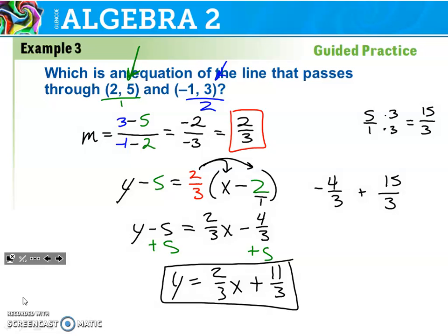You can also use your calculator to add those fractions together if you don't like doing it the way I did. Okay? But that is how you guys can use point slope form. Next video is going to talk to you guys about using point slope form with parallel and perpendicular lines.